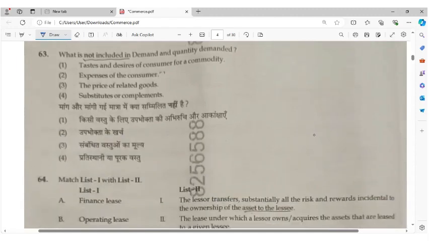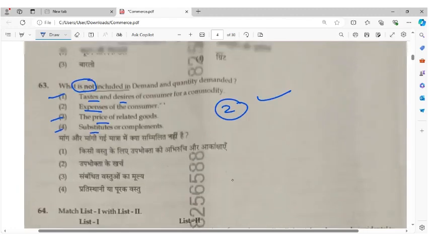Then 63 asks which is not included in the demand and the quantity demanded. Taste and desire are included, but we are not concerned about the consumer's expenses. We are concerned about the taste and desire of the customer, and they are related to price and substitutes. So 1, 3 and 4 are included, but option 2, the expenses, is the right answer because we don't care about the expenses of the consumer. So the right answer is option 2.